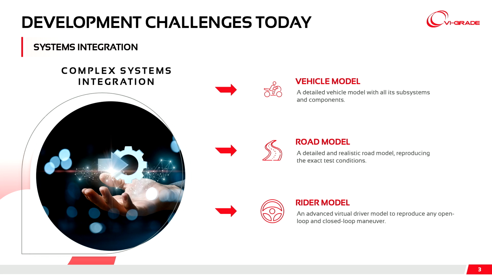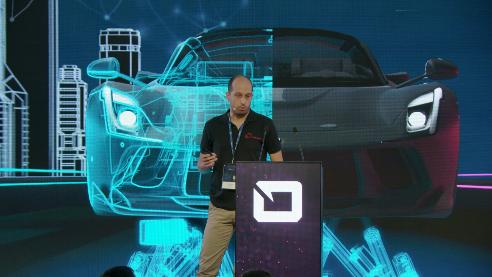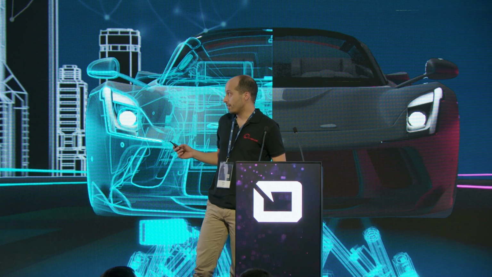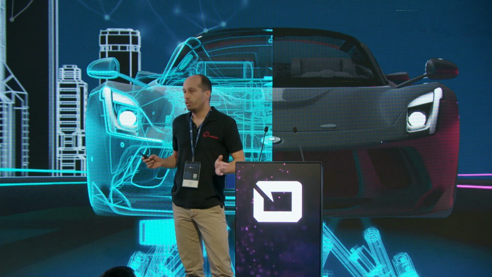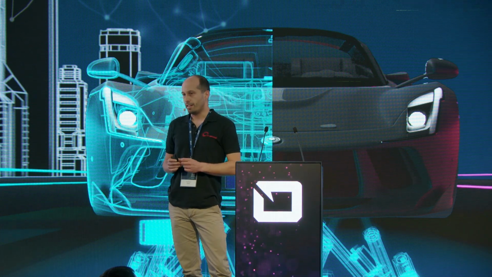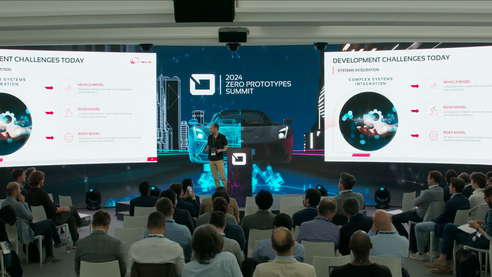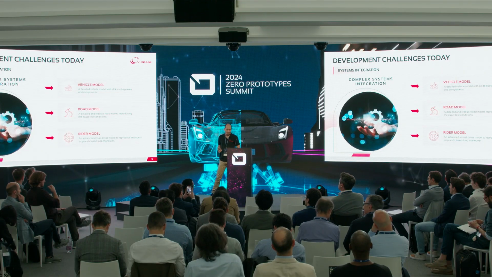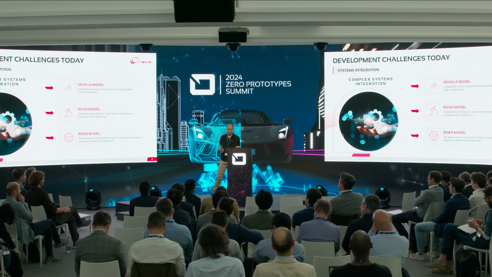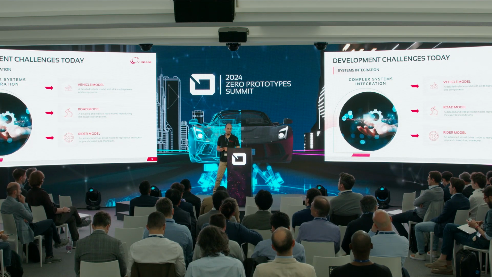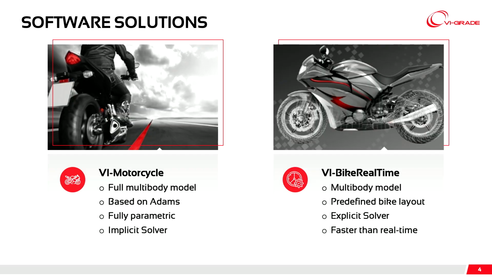It's important to have a road model as detailed as you need, from a flat road to a very detailed and realistic road based on a digital twin model. And except for riding simulators, we need to have a rider model, a rider algorithm that is able to ride the bike. The two products that VI-Grade provides to model motorcycles are VI Motorcycle and VI-BikeRealTime.